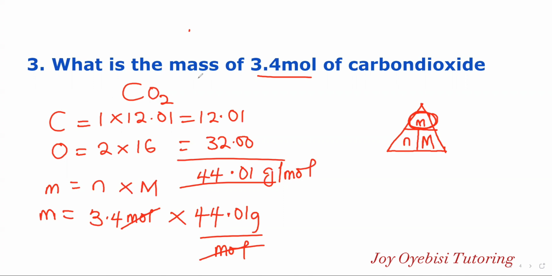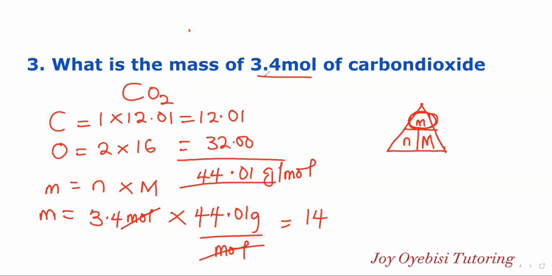Now the unit for mass is grams, okay? The unit for molar mass is gram per mole, and the unit for number of moles is mole. So the moles cancel out and you're left with the grams, which is the unit for mass. So 3.4 multiplied by 44.01 is going to give us 149.